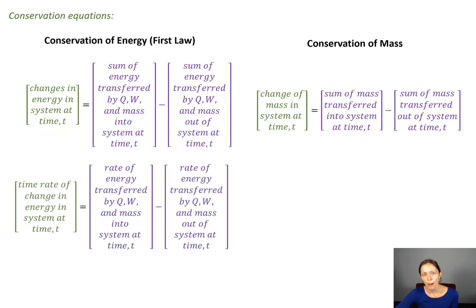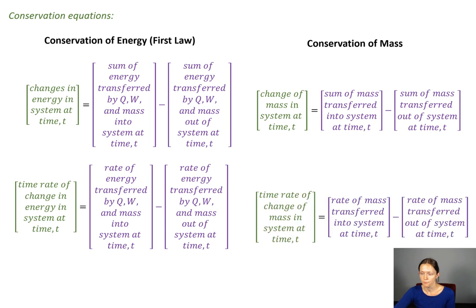Now, when we talk about open systems, we're often interested in how fast things are happening, the rate at which things are happening. So we can express things in terms of rates, dividing everything by a time interval, delta t. So here, instead of having the change in energy stored within the system, you have the time rate of change of energy stored within the system at some given time. Same thing with the mass, the time rate of change of mass within the system at some given time.